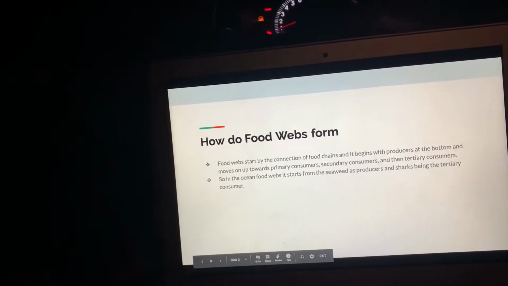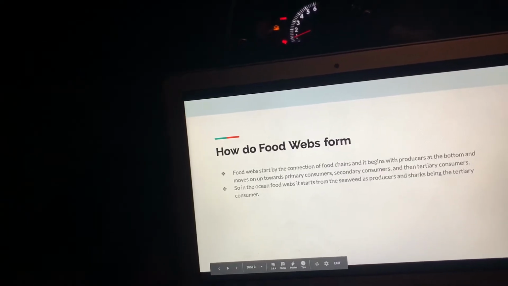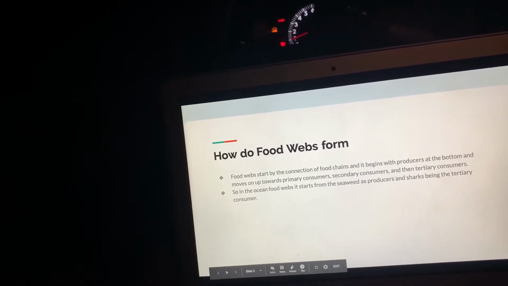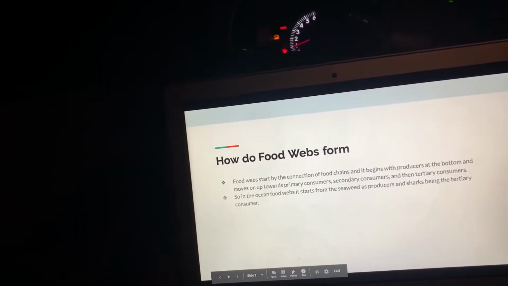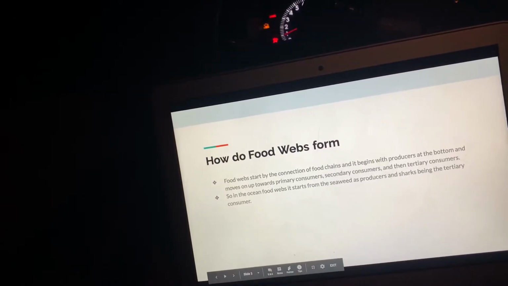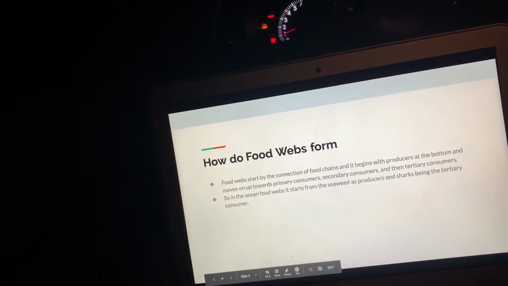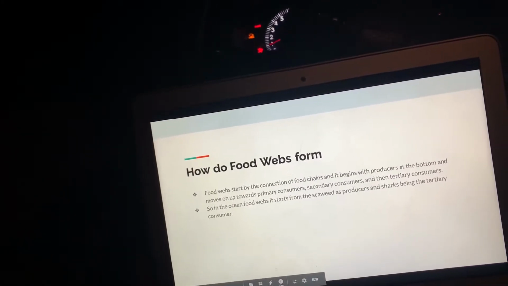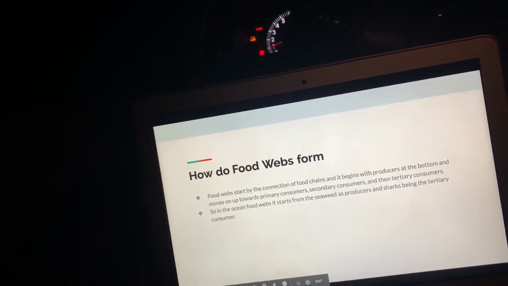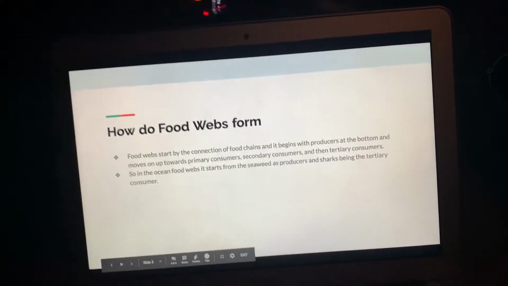How do they form? Food webs start by the connection of food chains, and it begins with producers at the bottom, moves on up towards primary consumers, secondary consumers, and then tertiary consumers. At the bottom, the producers, that's where all the plants are, like the kelp and the phytoplankton. Then it moves on to the primary consumer, like the fish, and then the secondary consumer, like the sea otters, and tertiary consumers, which is the main predator, like the great white shark. They are also built to show us the interaction between species.